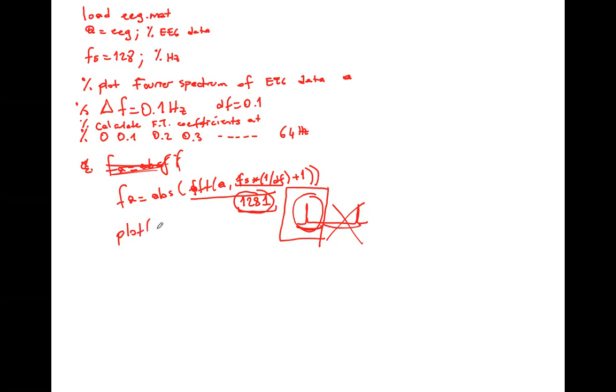Plot 0 to 64 with delta F increments, comma, FA, 1 to half of this without 1, half of this plus 1. 641.